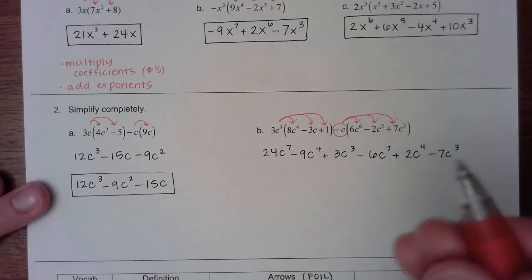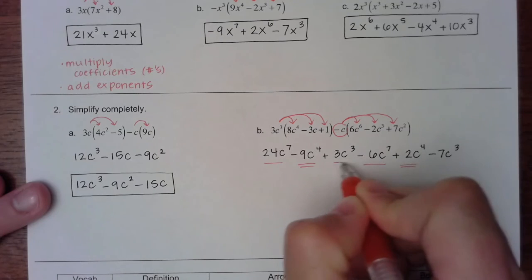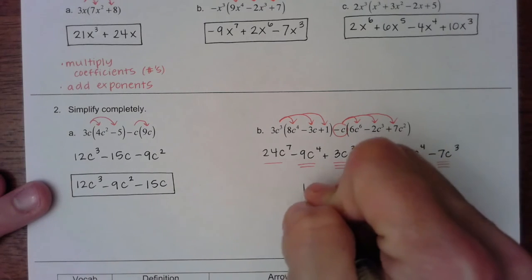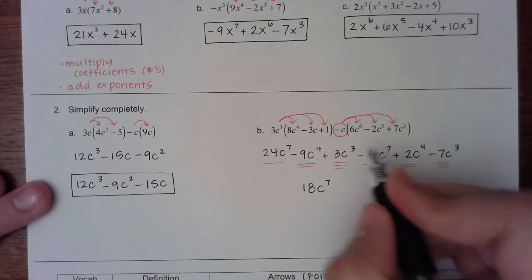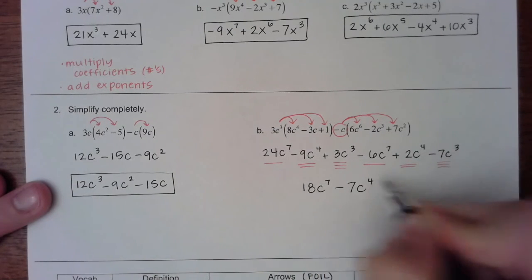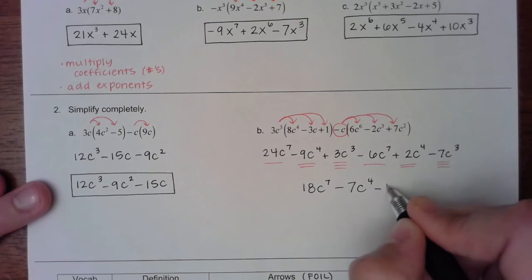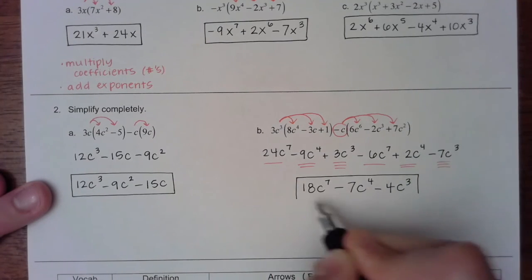Once you've done the distributive property, then you're going to go through and see if there's any like terms to combine. On the first example here, there wasn't any, but on this one, I have things that I can combine together. So 24c to the 7th and negative 6c to the 7th can combine because they both have the same variable and the same exponent. And so that'll give me 18c to the 7th, and then negative 9c to the 4th and positive 2c to the 4th. So that gives me negative 7c to the 4th. And then 3c to the 3rd, take away 7c to the 3rd, will give me negative 4c to the 3rd. And so here, this one right here, that's my final answer.